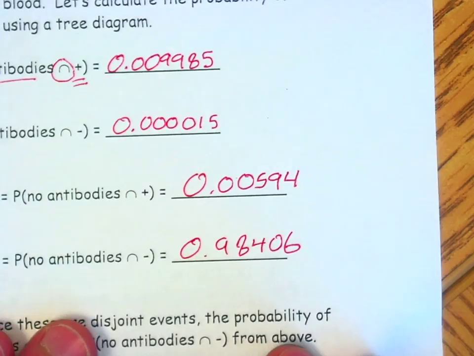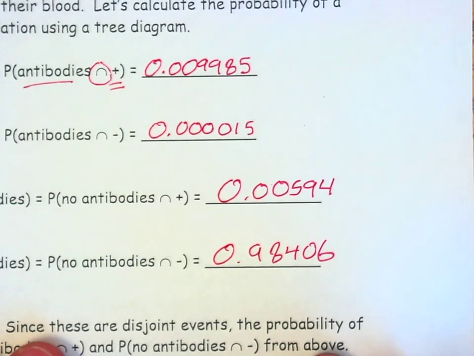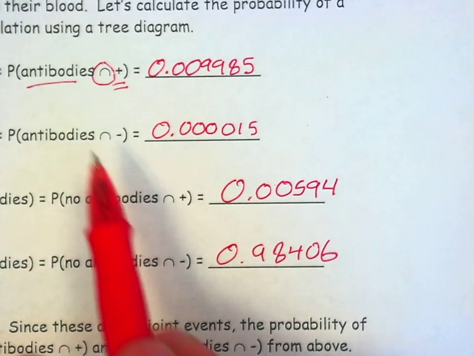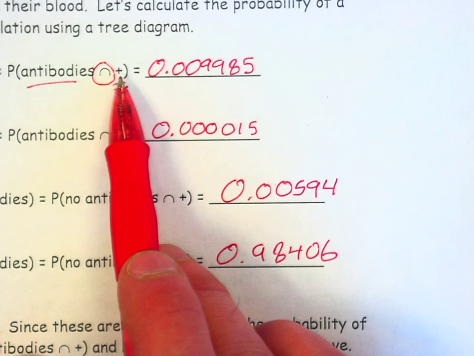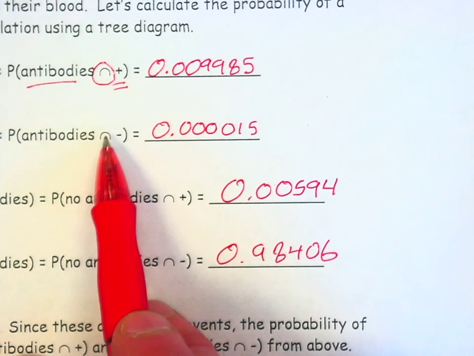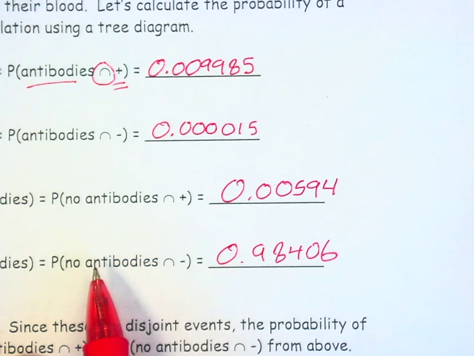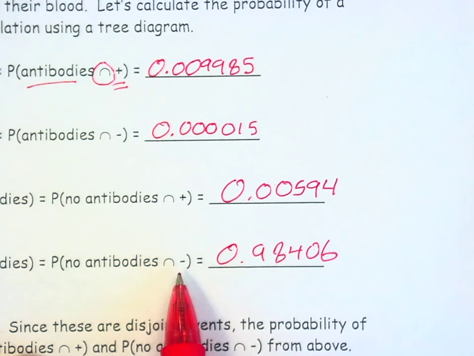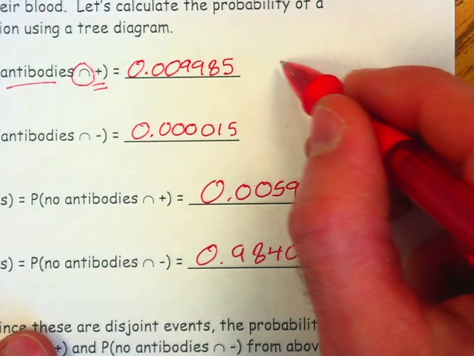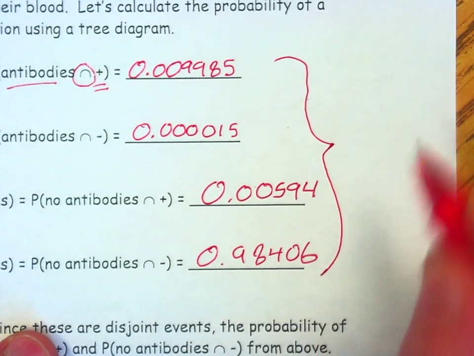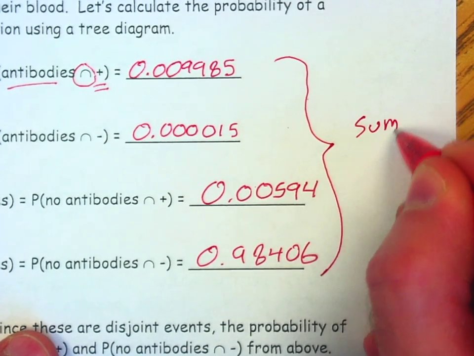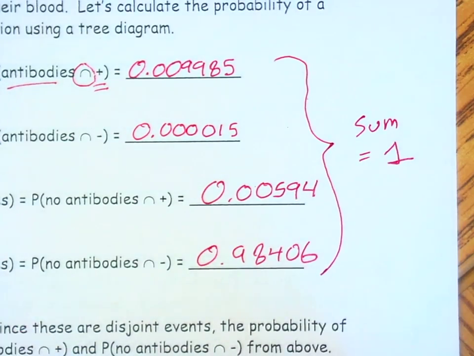So notice these four outcomes are disjoint. In other words, either antibodies are present and you get a positive test, antibodies are present and you get a negative test, there are no antibodies and a positive test, or no antibodies and a negative test. There are no other options. So if you add these four probabilities, indeed their sum is 1. So this is all that there are, all the options that we have from this tree.